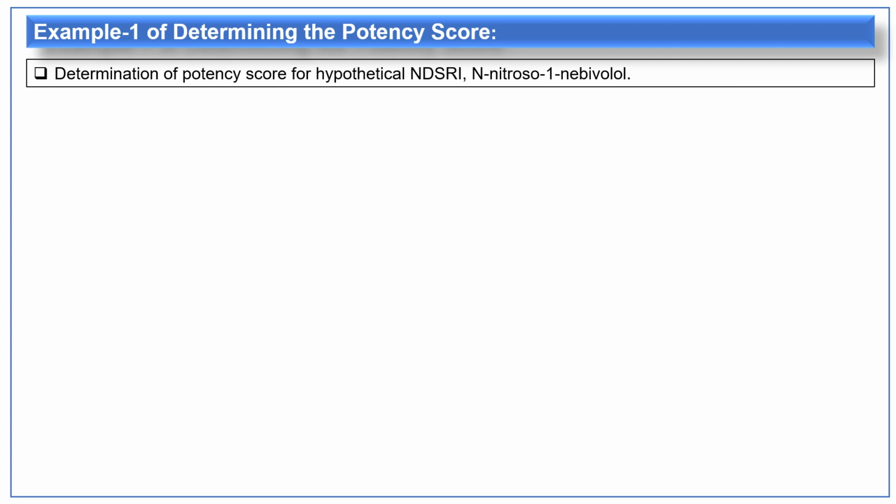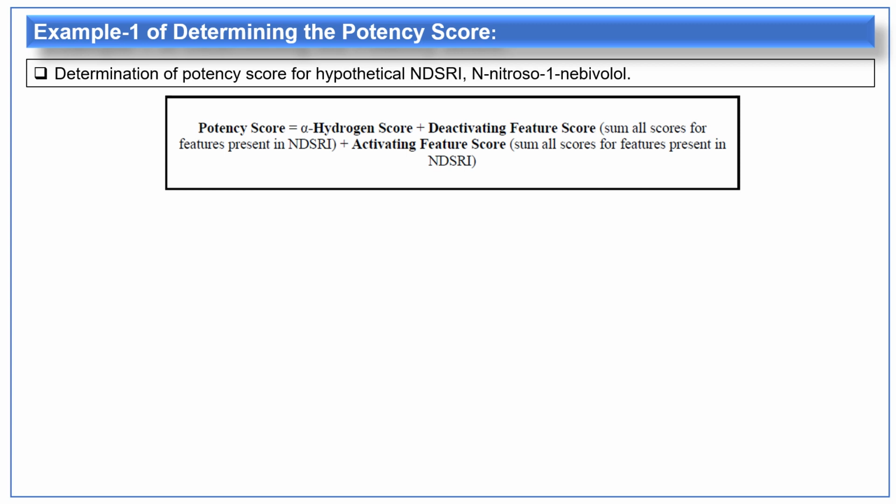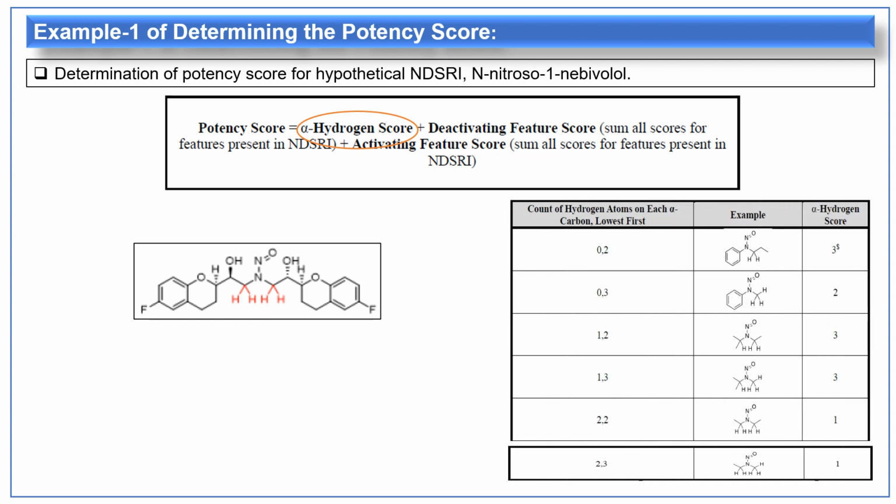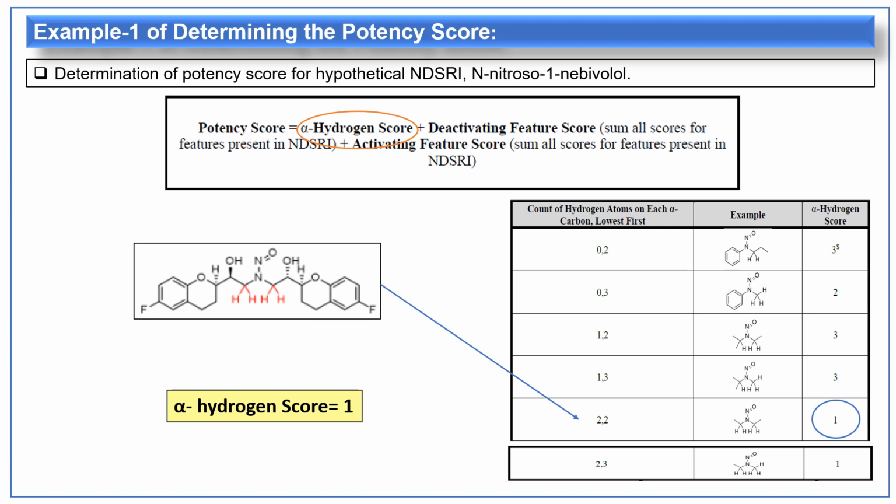Two specific examples are given for determining the potency score for better understanding. The first example is for a hypothetical NDSRI, that is N-nitroso nebivolol. The potency score, as we know, is the sum of the alpha hydrogen score plus the deactivating feature score plus the activating feature score, right? So if we calculate the alpha hydrogen score for this structure, we can note that on the left alpha carbon there are 2 alpha hydrogens. On the right alpha carbon there are 2 alpha hydrogens. So we write it as 2:2, right? In this case, the alpha hydrogen score comes out to be 1. So we have determined the alpha hydrogen score in stage 1 as 1.